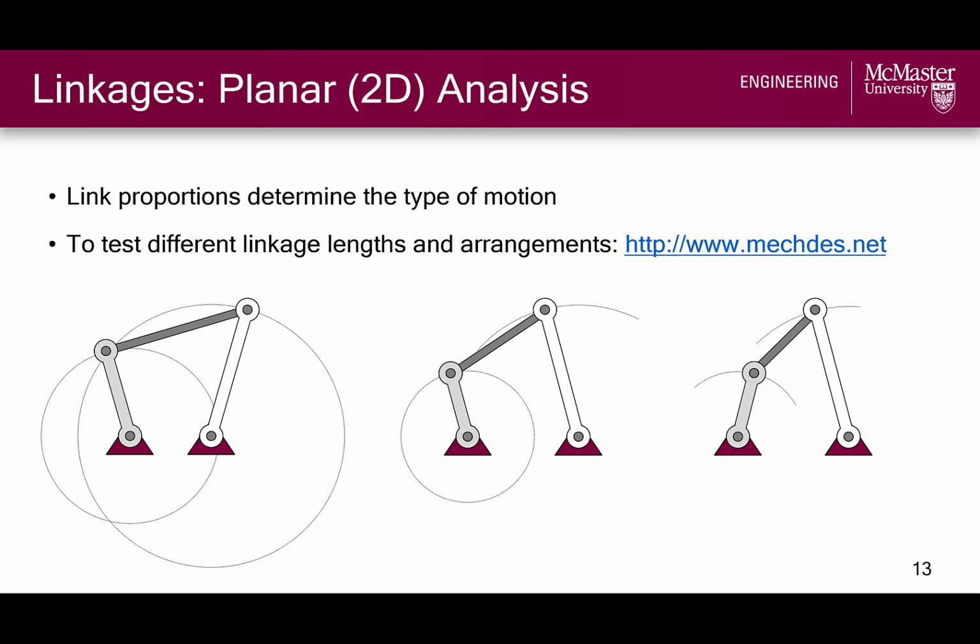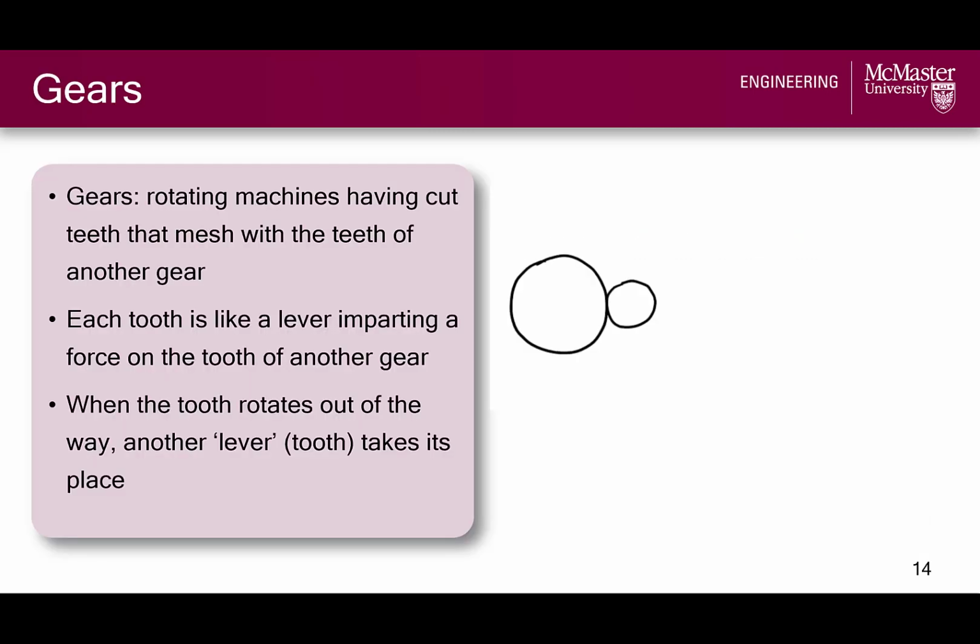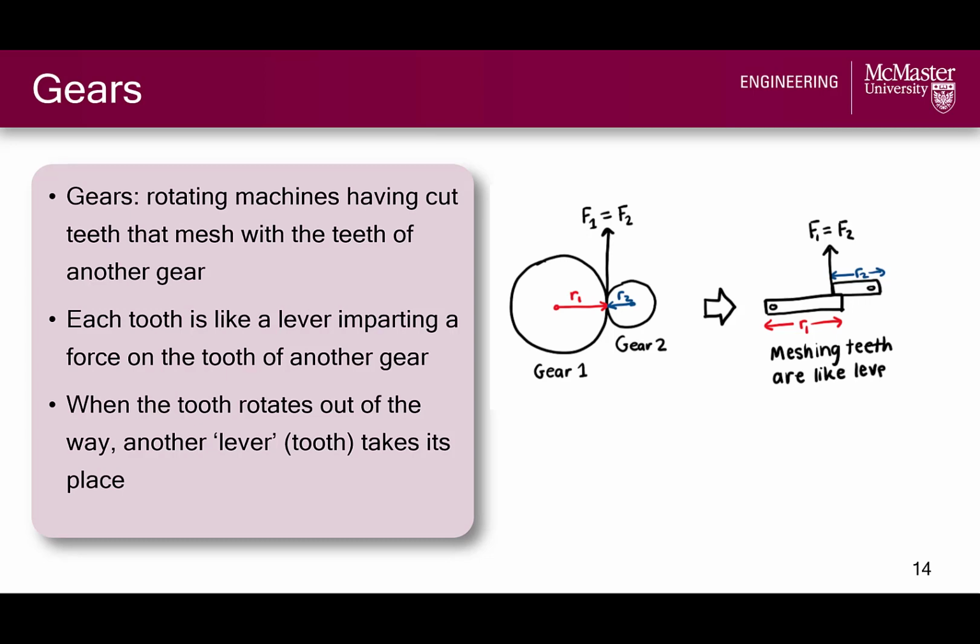For now, we'll move on to our final mechanism discussion, which is gears. Gears are rotating machines that have cut teeth that mesh with the teeth of another gear, and they can be thought of as rotating levers. Specifically, we can think of each tooth like a lever imparting a force on the tooth of another gear, and once that set of teeth rotates out of the way, another set of teeth, or levers, will take its place.